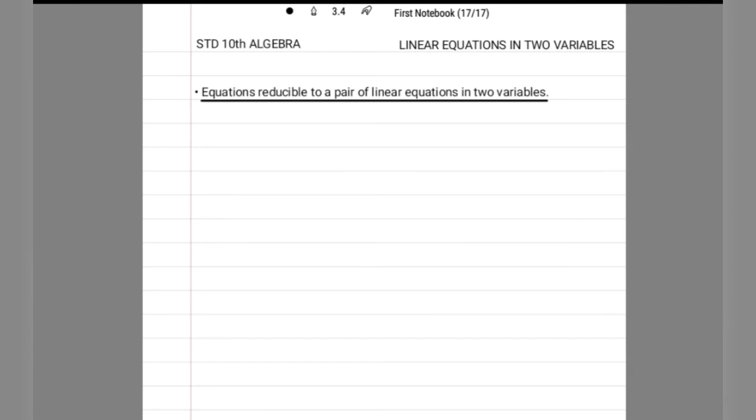The first is 3 by x minus 4 by y is equal to 8. Now, is this a linear equation? According to me, it's not, because if we take the x term in the numerator, it will get a power of minus 1. And according to the definition of a linear equation, we need the power of the unknown variables to be 1. Remember that? So this is the condition, and it is not satisfying that condition.